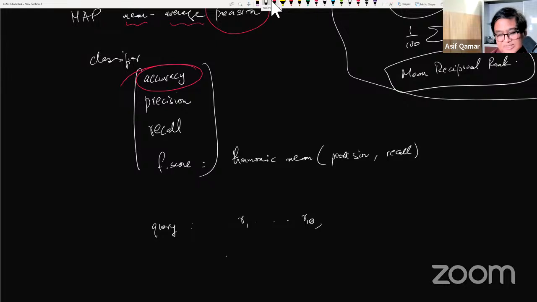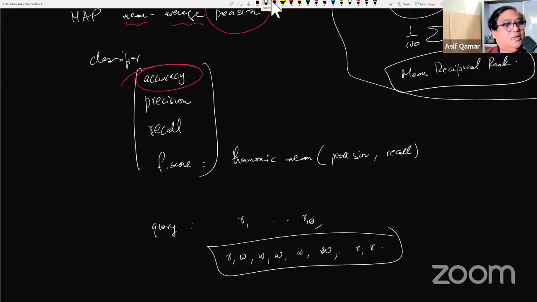Suppose the results come out: right, wrong, wrong, right, wrong, right, and so on. Or even this: right, wrong, wrong, wrong, right, right. Look at this answer in that order. Is this a good search result? What is the accuracy here? You could say 3 right answers out of 8. Accuracy is 3 out of 8. Now you say, well, that's pretty bad.